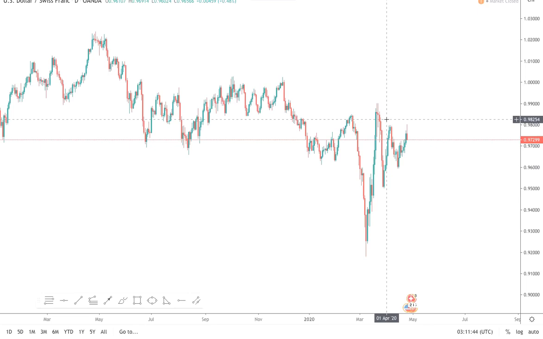So what is actually the institutional footprint? Institutional footprints are called order blocks. They are the areas left by the institutions. They are the areas whereby the market gives some kind of big move.